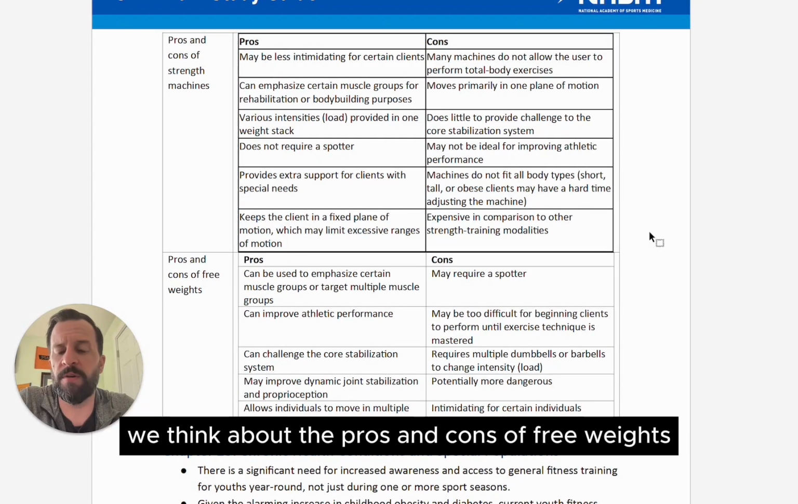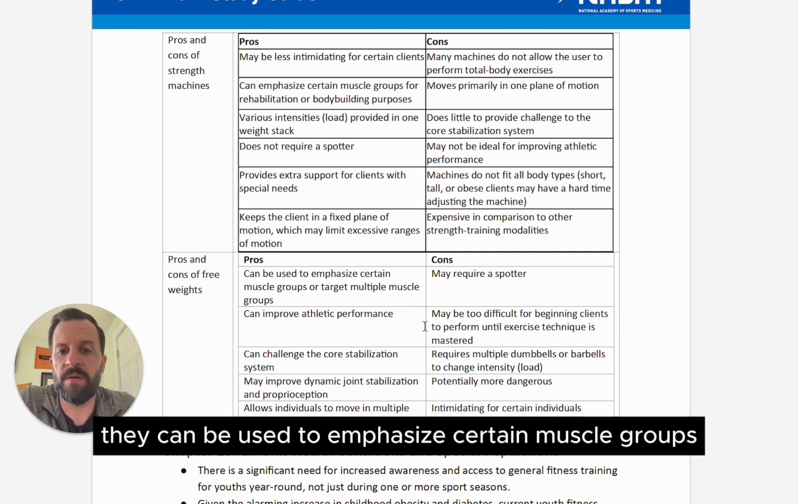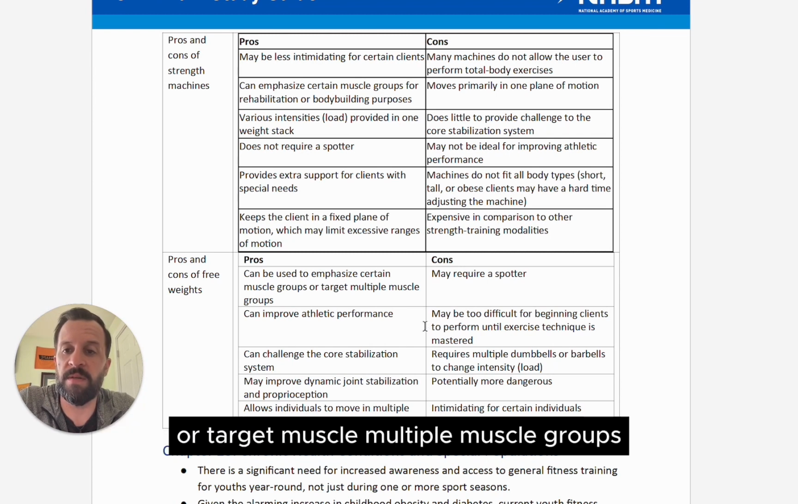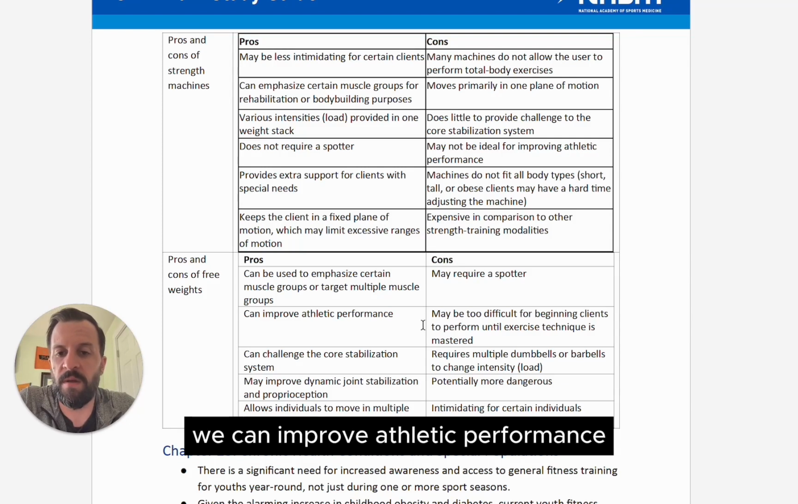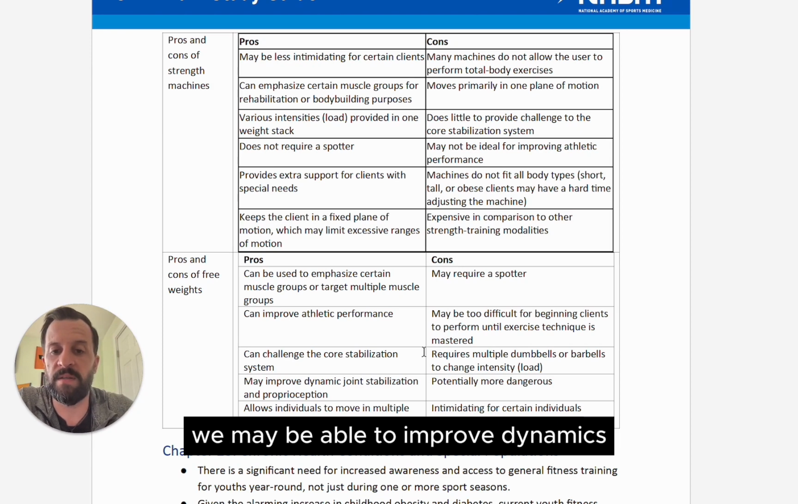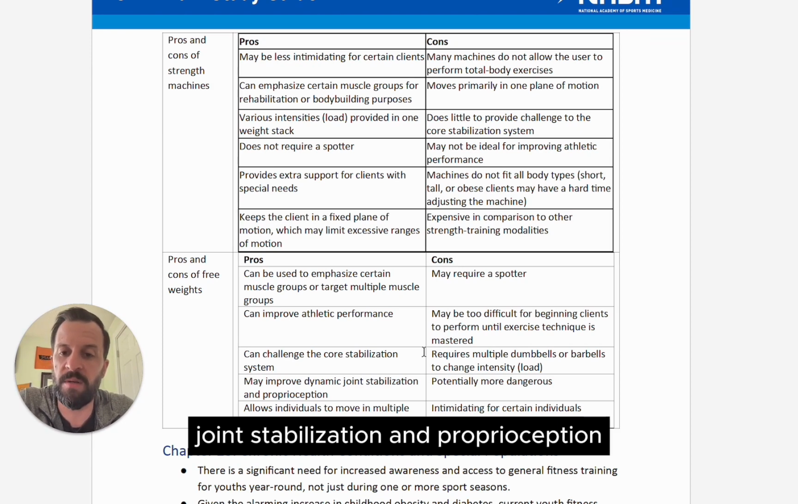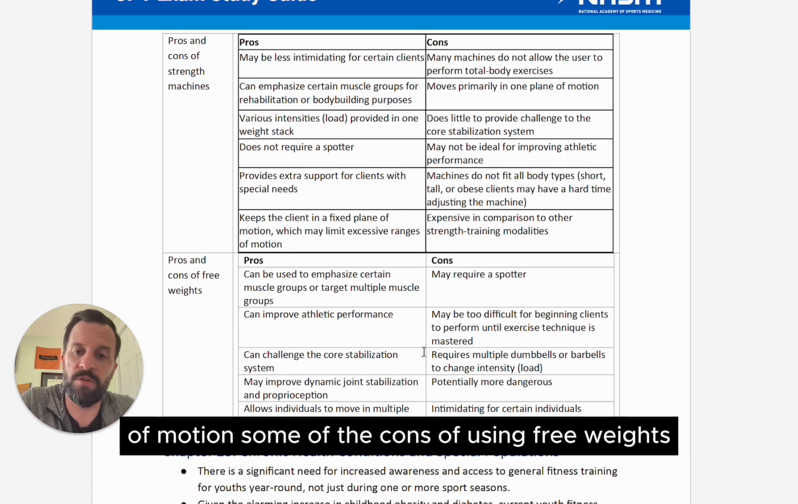And then when we think about the pros and cons of free weights, pros can be that they can be used to emphasize certain muscle groups or target multiple muscle groups. We can improve athletic performance. We can challenge the core stabilization system. We may be able to improve dynamics, joint stabilization, and proprioception. And they allow individuals to move in multiple planes of motion.